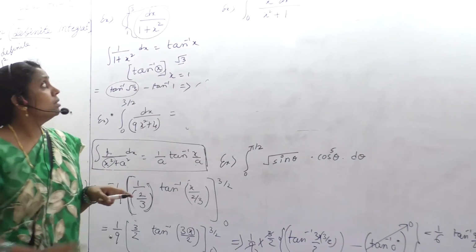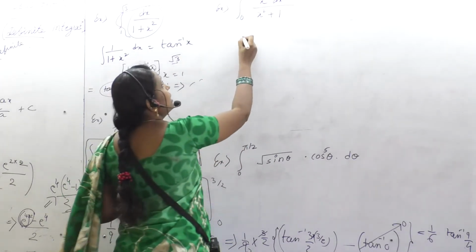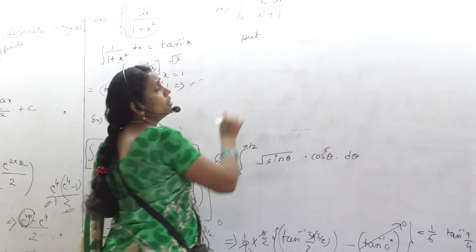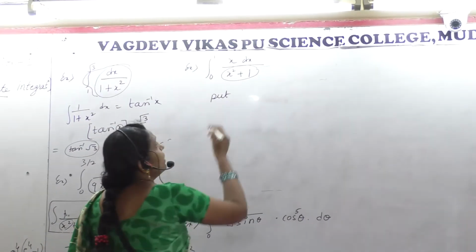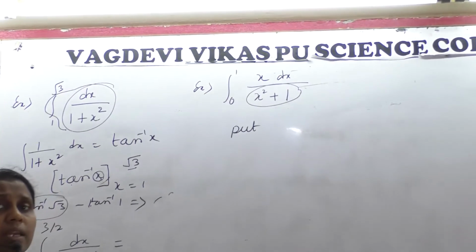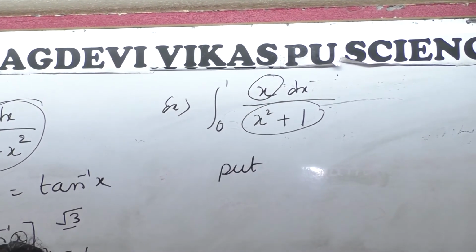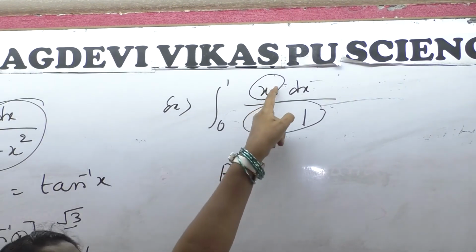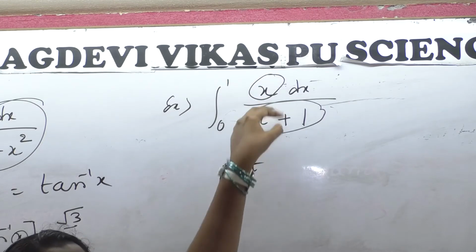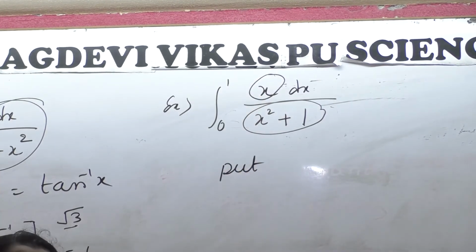Integral from 0 to 1, x dx by x square plus 1. So this I think you might have studied by substitution. If the degree of the denominator polynomial is more than the degree of the numerator polynomial, that is, the numerator degree should be reduced by 1. Here 2 means degree should be 1. If it is 3, degree should be 2. If it is 4, degree should be 3. In that case, you will go by the substitution method.